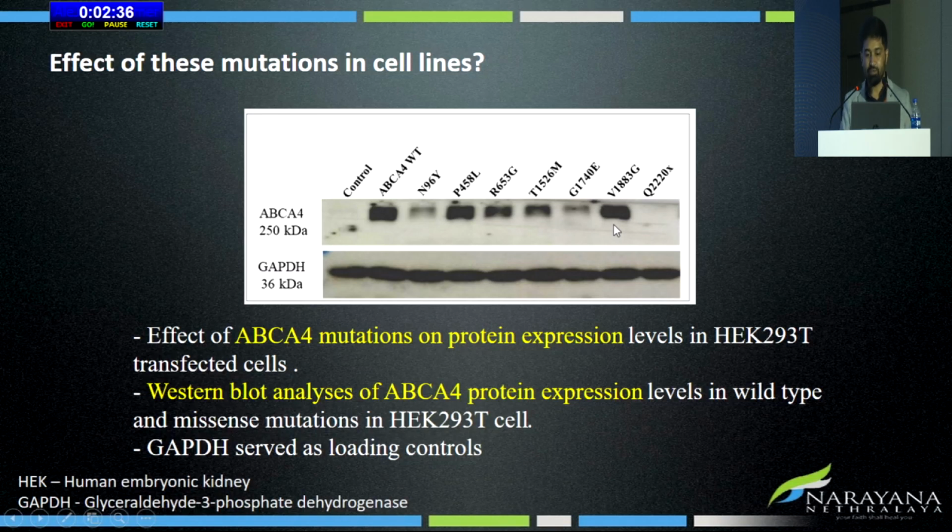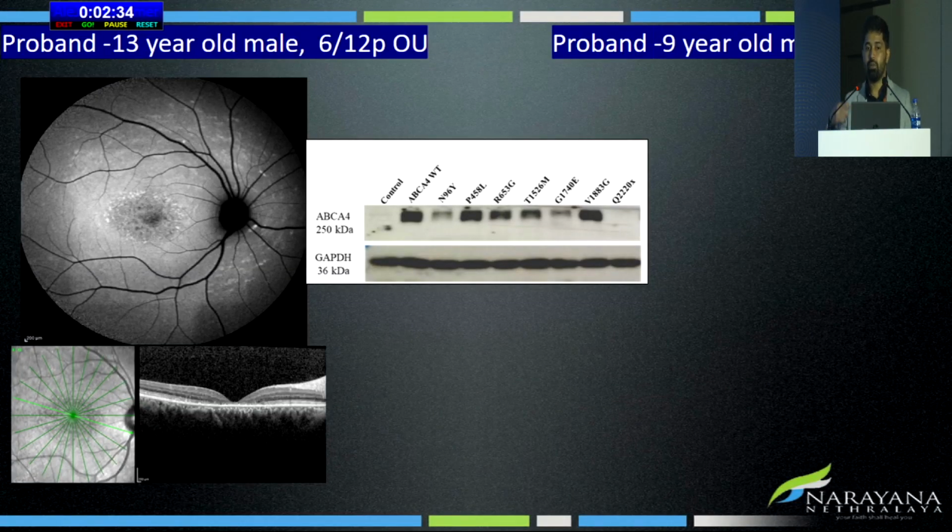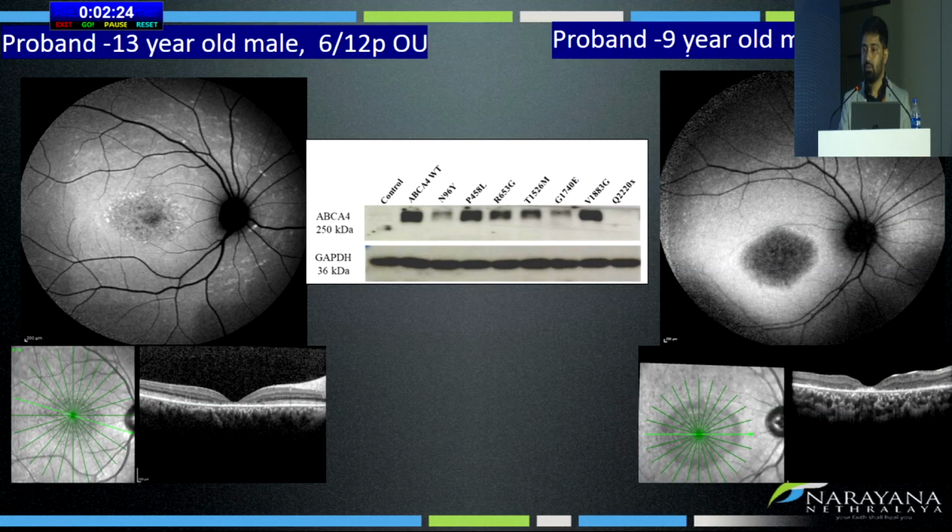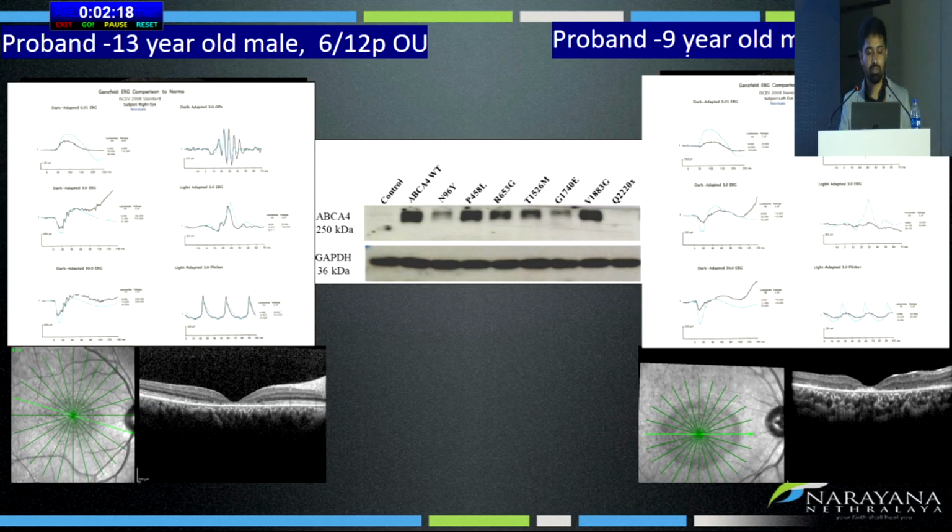Same gene, but these are different mutations. We went back and looked at the clinical photographs of this mutation. This is a 13-year-old male with the V type of mutation, who had a very mild disease because of better protein production. Whereas the second patient, 9 years old, younger than the first patient, had more severe disease because he had the Q type of mutation.